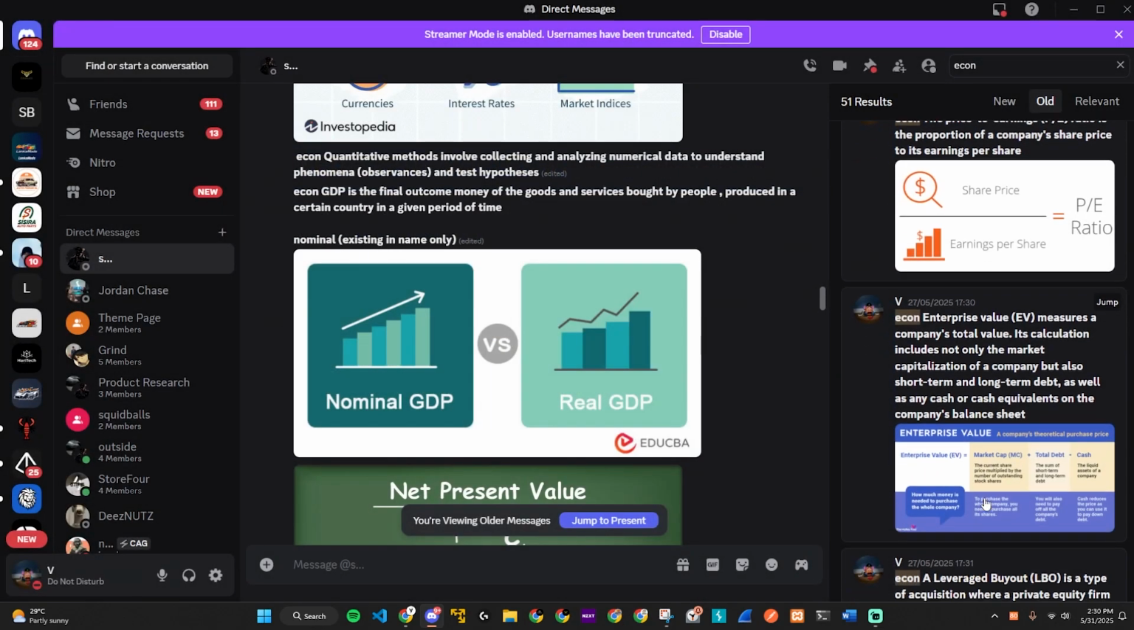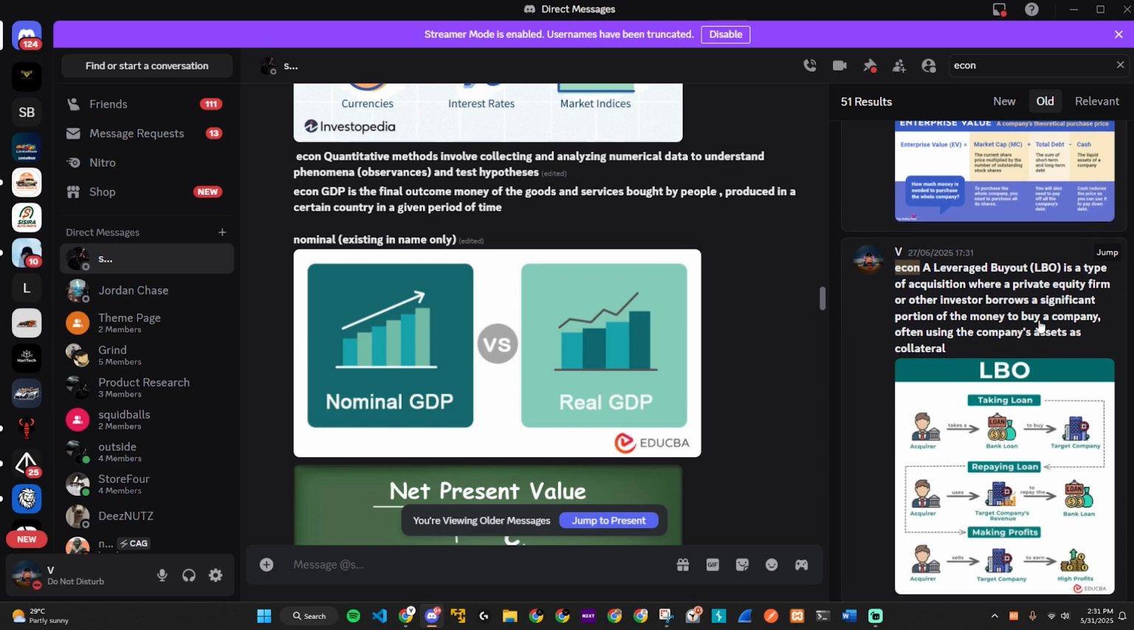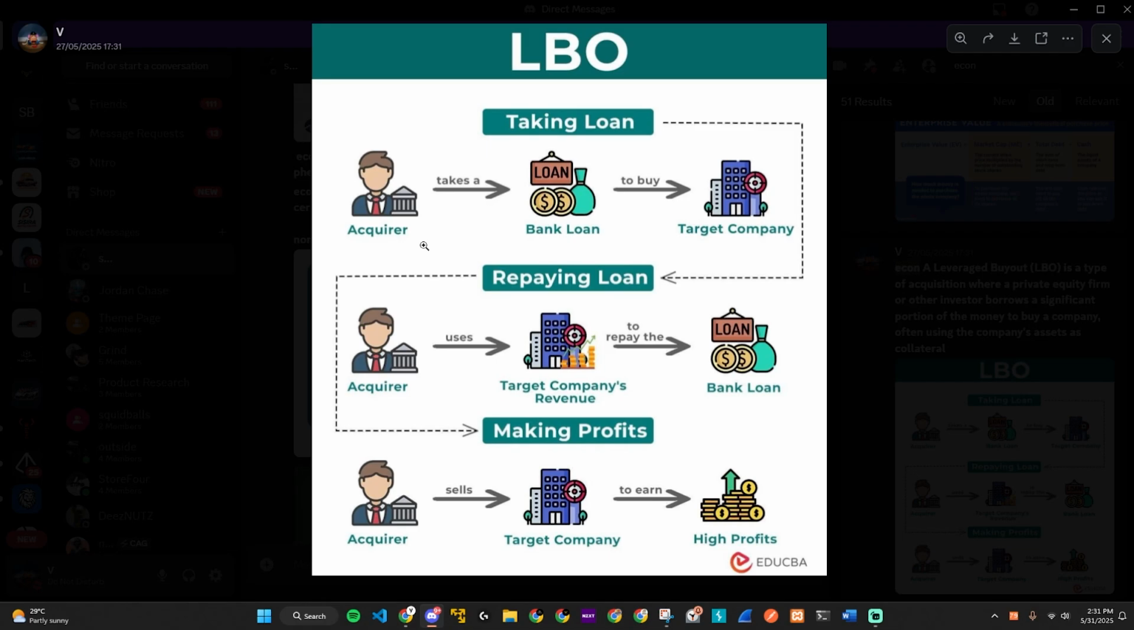Right. Leverage buyout, once again, is acquiring another company by borrowing money to buy a company, often using the company's assets as collateral, just in case it goes bad. Repaying the loan, so you get the loan, you buy the company, you repay it with the target company's revenue, and you make the profits by selling it.